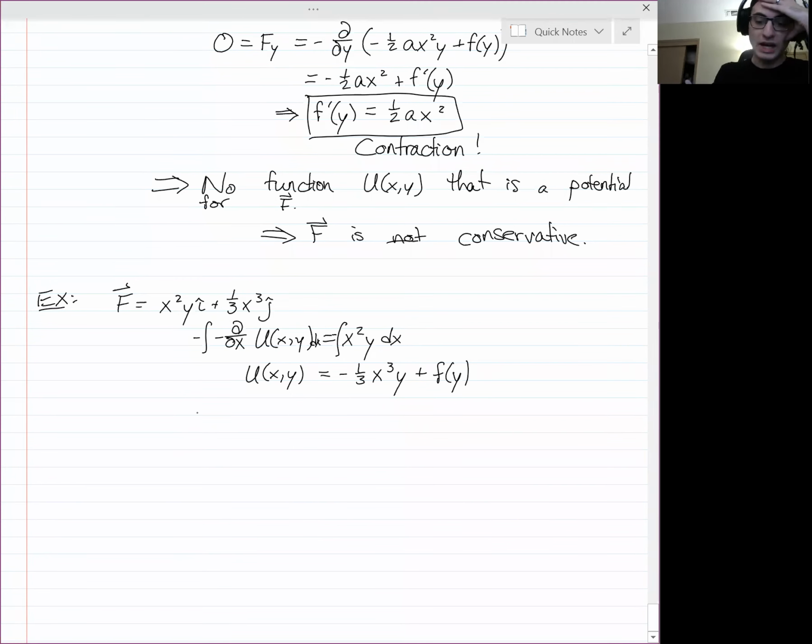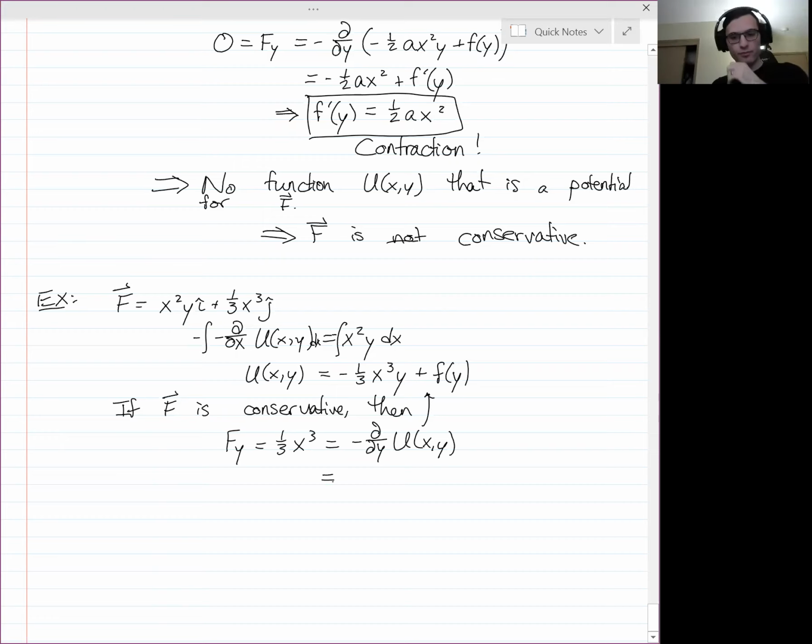So now let's check. Let's take the derivative with respect to y. So negative fy, if f is conservative, then fy, which is equal to 1/3 x cubed, is equal to the negative partial derivative with respect to y of u of x and y, which is written above, which is equal to, oh, actually, let me make this a little bit more complicated.